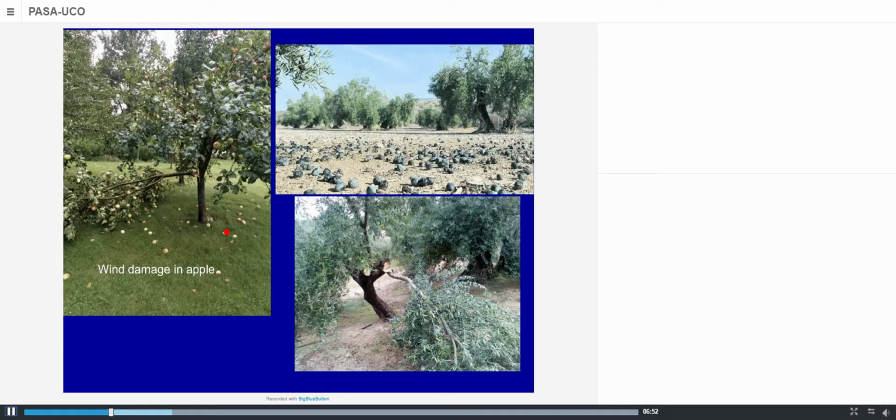Here you see wind damage by the breaking of branches of trees, and you also see fruit drop below the tree. This is fruit drop caused by wind in olive trees, and this is branch breaking by wind also in olive trees.